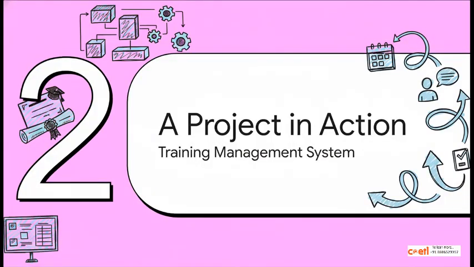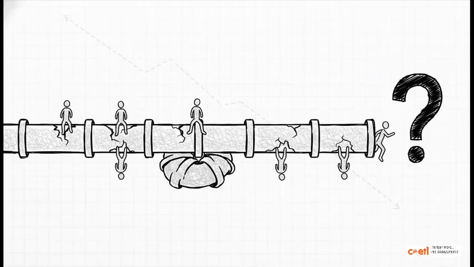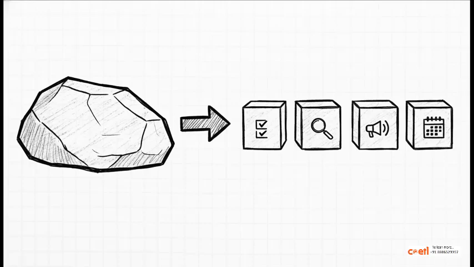Okay, theory is great and all, but let's see how this whole thing actually works in the real world. We're going to use an example straight from our source material, building a brand new training management system. So the business has a problem. People are dropping out of training courses, and it's tough to know if employees are really learning what they need to. So they want a new system to fix all that.